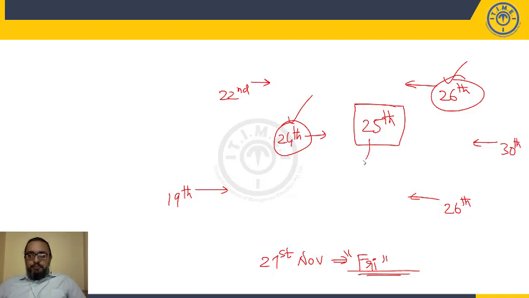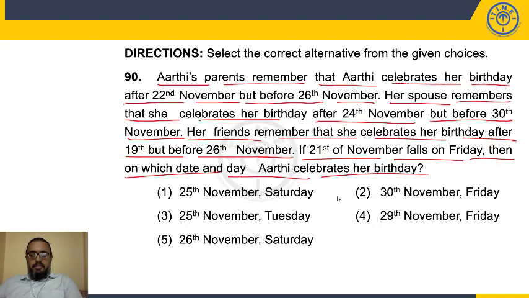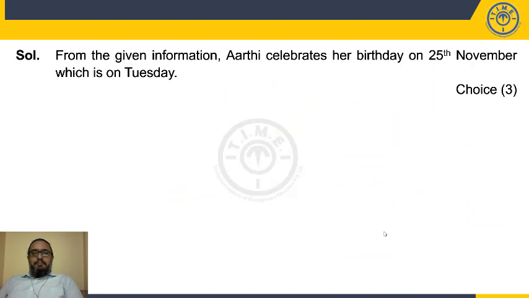Okay. Now 25th is her birthday. So 21st is a Friday. So 22, 23, 24, 25. So Saturday, Sunday, Monday, Tuesday. So Tuesday will be her birthday. Which day and date? Tuesday, 25th November will be my answer. So 25th November, Tuesday, choice 3 is my answer. Understood the concept here? Okay? Choice 3. Got it? Okay.